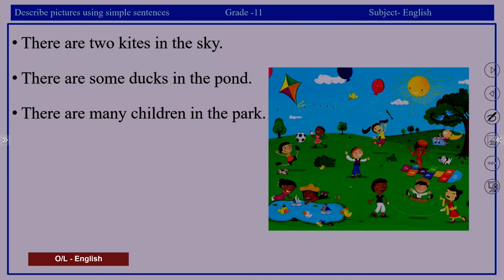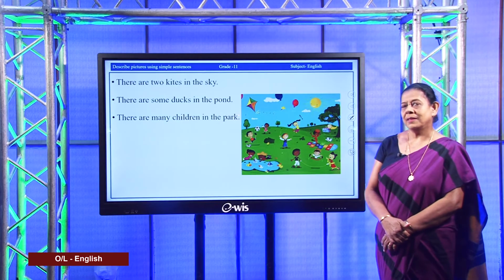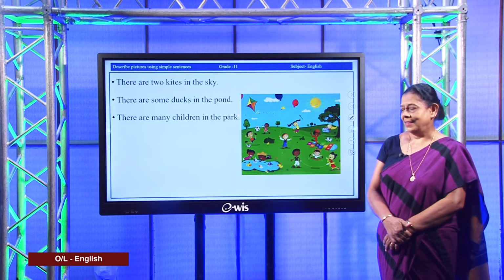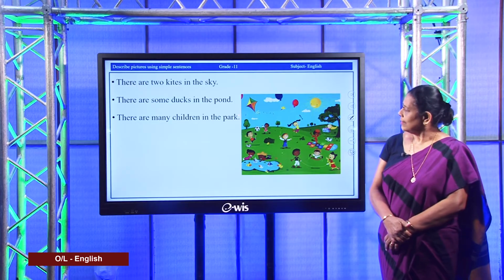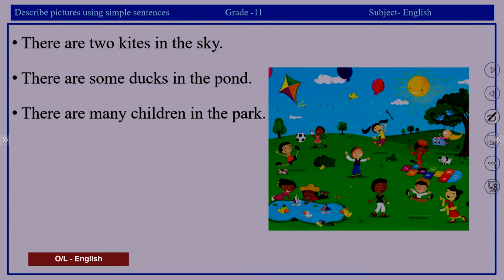Next one. Can you see some children playing in the ground? Can you count them? It's difficult to count. Then we can use the word many. So how do you describe the children in the picture? There are many children in the park.